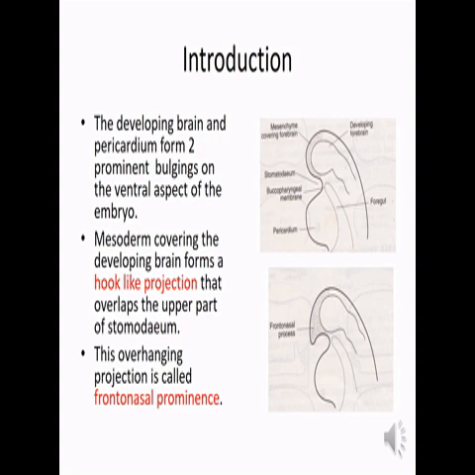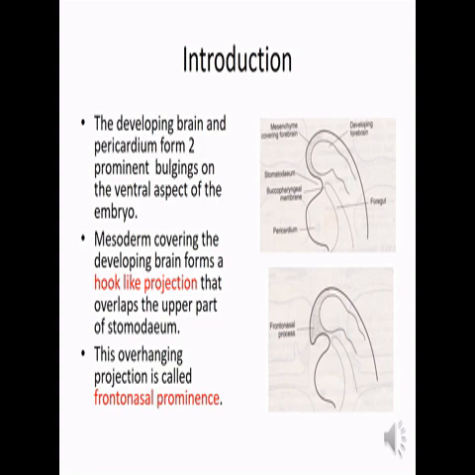Here, this is a side view of the developing embryo where you can appreciate two bulgings. The cranial one is the developing forebrain and the caudal one is the developing pericardium. In between the two bulgings, there is the stomodium separated from the outside by the buccopharyngeal membrane.